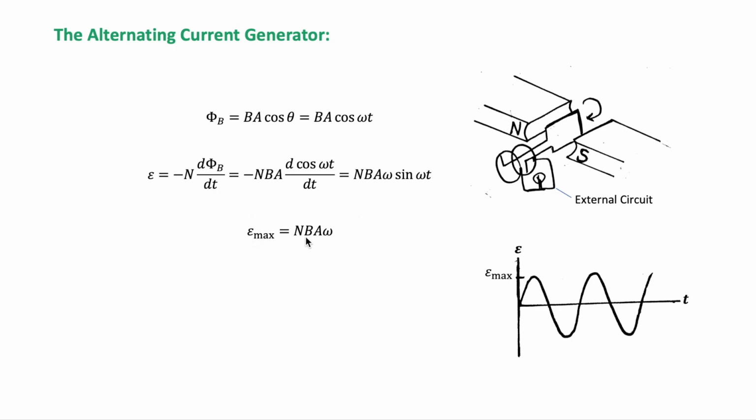The maximum electromotive force is NBA omega, which occurs when omega t is equal to either 90 degrees or 270 degrees, which is when the magnetic field is in the plane of the coil and d phi B over dt is maximum. And this electromotive force is zero when omega t is either equal to 0 or 180 degrees, which is when the magnetic field is perpendicular to the plane of the loop. So this sinusoidal electromotive force is the source of an alternating current and is known as an AC voltage, as opposed to the DC voltage from a battery.